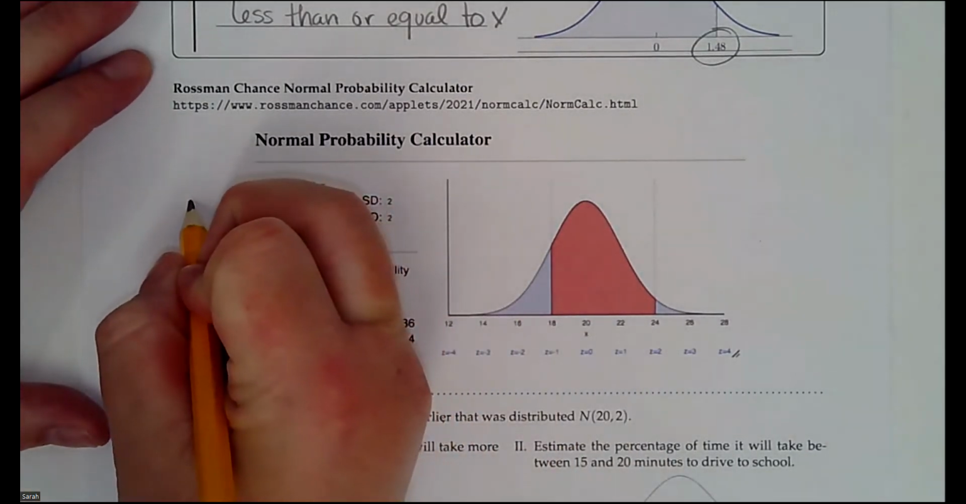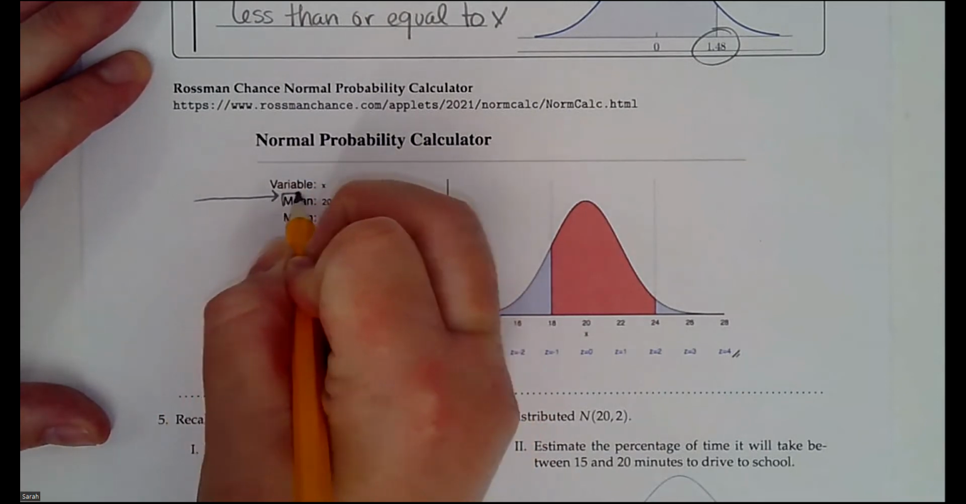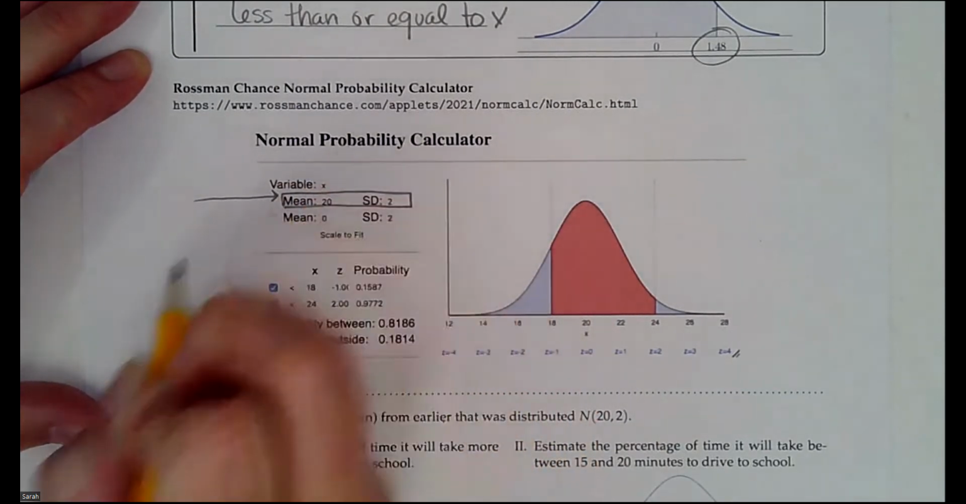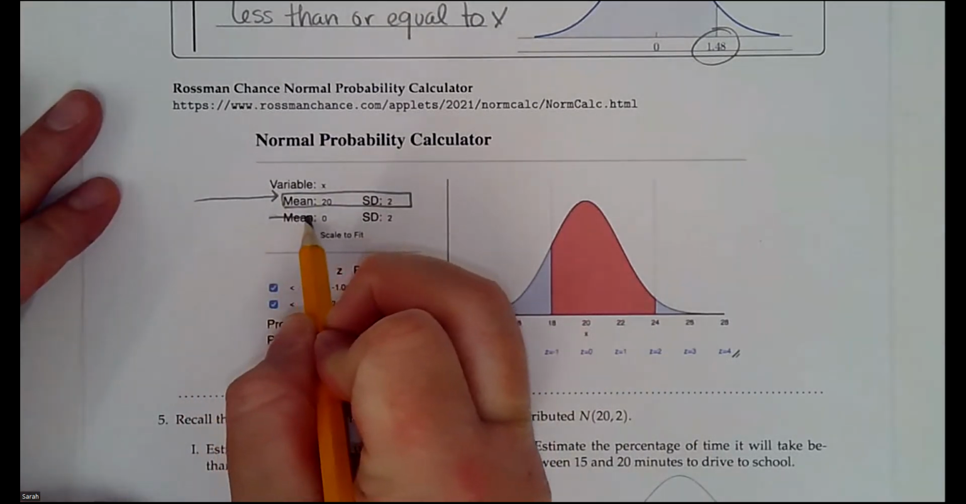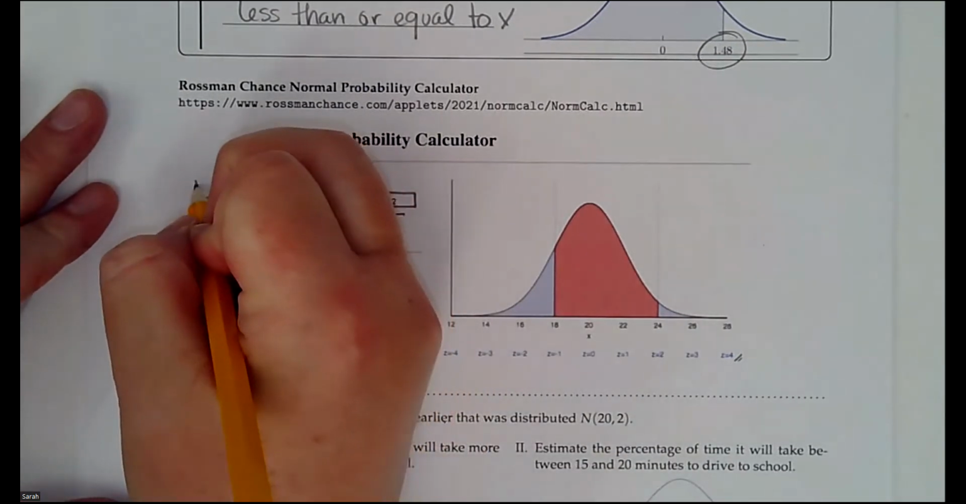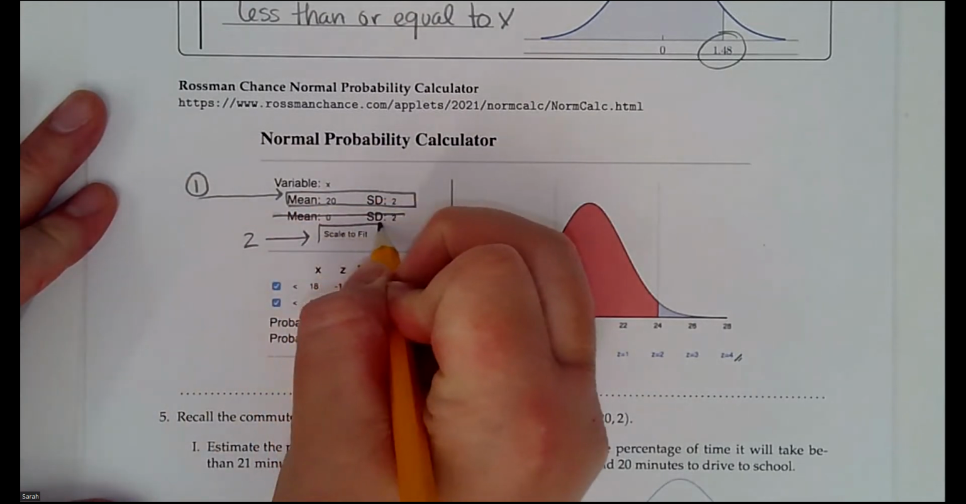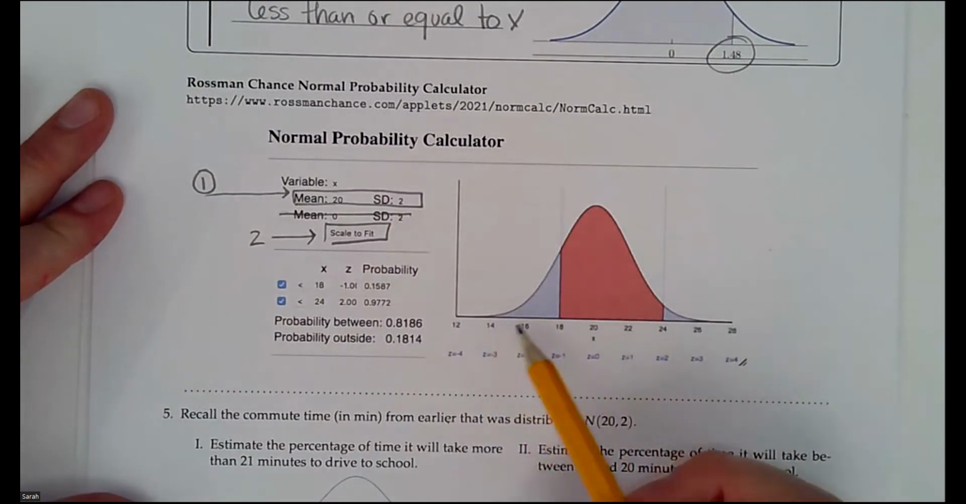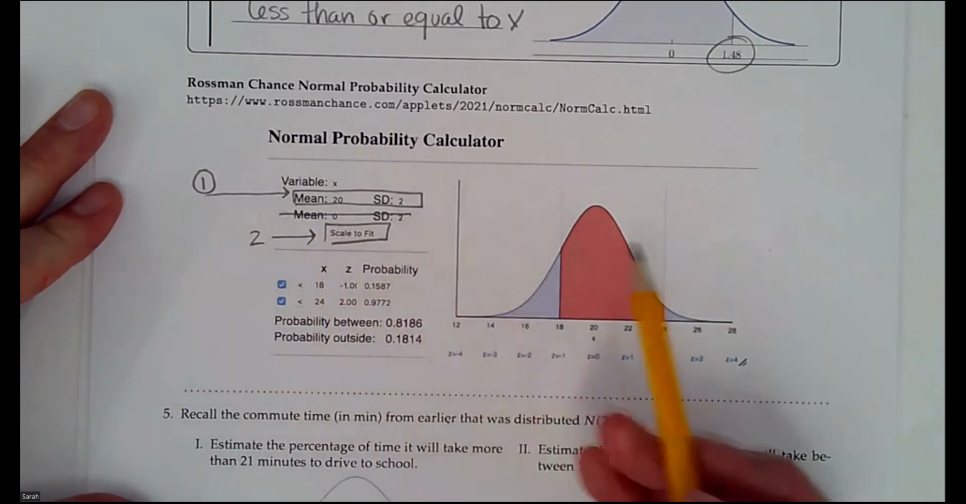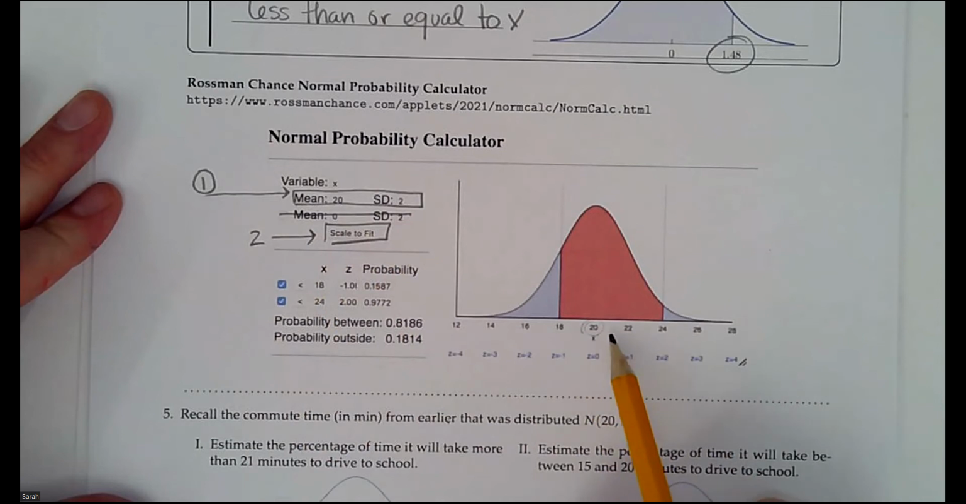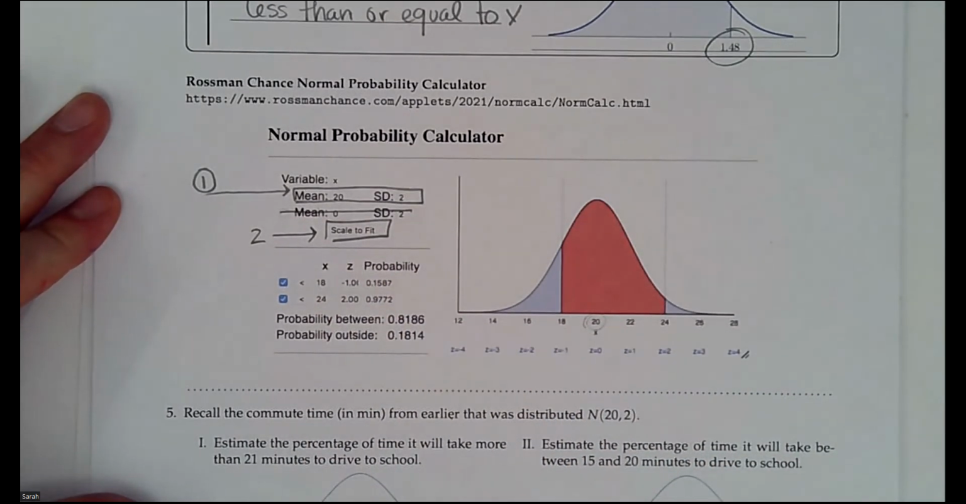The first thing you do when this loads is you're going to put in your mean and standard deviation. You're going to ignore this one here, so just don't even worry about that. So your first thing is put your mean and standard deviation in, and then you're going to choose scale to fit. What that does is it redraws this for the numbers that you put in. So here it put in that mean of 20, and our standard deviation here was 2. So it counted up by 2s and counted down by 2. This is the same sort of thing that we were doing by hand with the empirical rule, but this app will do it all for you.